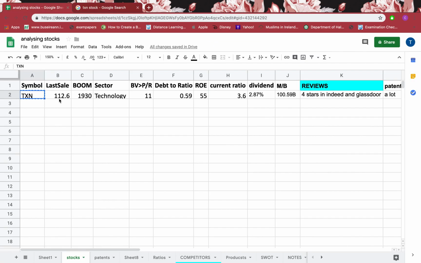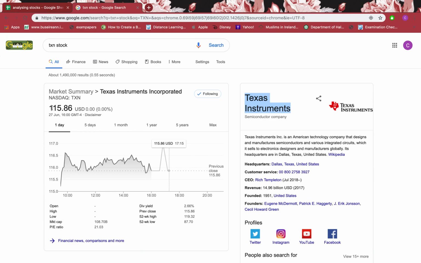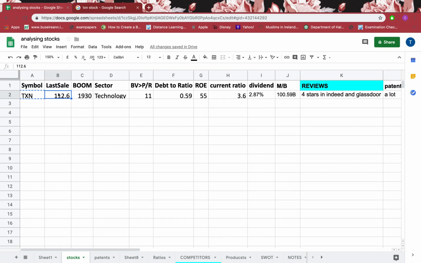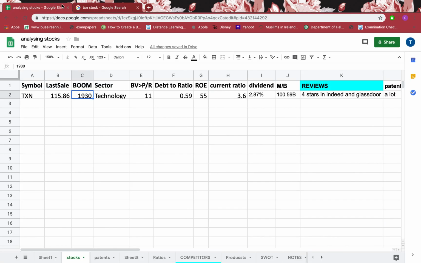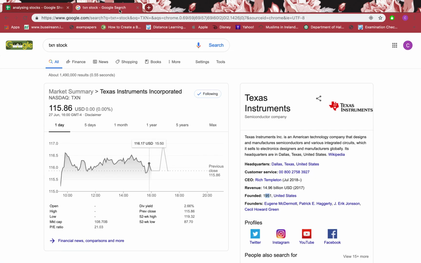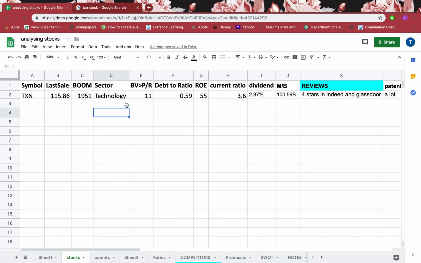So let's see, the last sale or the stock price currently is 115.86 US dollars. Okay, I'll just copy that and paste here. And okay, that's fine. And when it was founded, it's written here 1951. You can see from Wikipedia 1951. So I'll just type it in. And the sector is technology. Okay, and I'll show you later where I got the sector from.